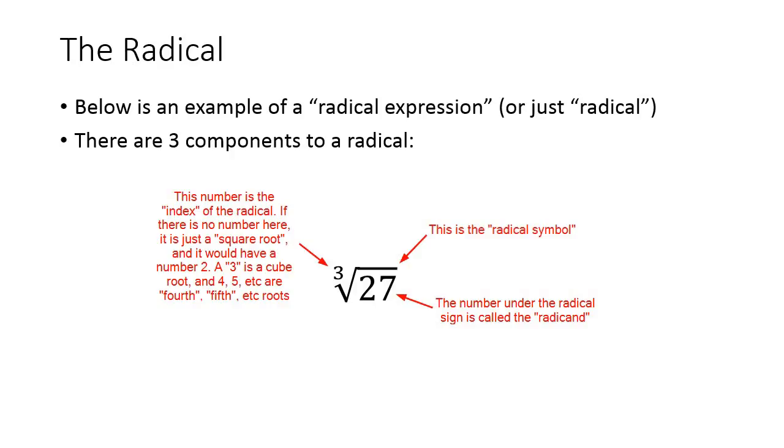If there is no number here, it is just a square root, and it would have a number 2 that you just don't write there. A 3, as in this case, is a cube root. A 4 and 5, etc. are 4th, 5th, etc. roots.